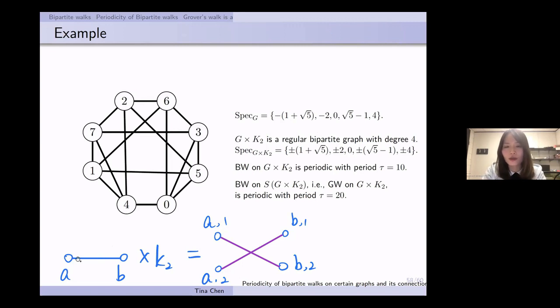explode each edge into this cross form. So you get a bipartite cover of your graph. If we do the same for this graph G, you can see the resulting graph is a regular bipartite graph with degree 4. And this will be the spectrum of this bipartite cover of your graph G.